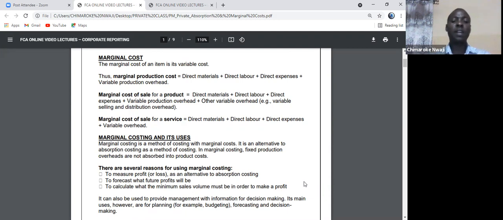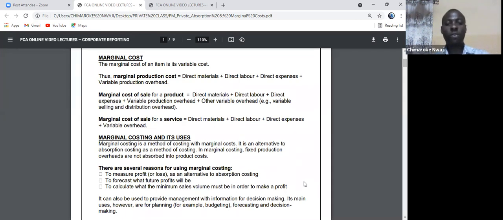Okay, there are several reasons for using marginal costing. One, we want to measure profit or loss as an alternative to absorption costing. So there's a way you can get your profit and loss using marginal costing that will help you to get certain variables, certain parameters, to help you to get your profit or loss position. Marginal costing can also help you to forecast future profits.